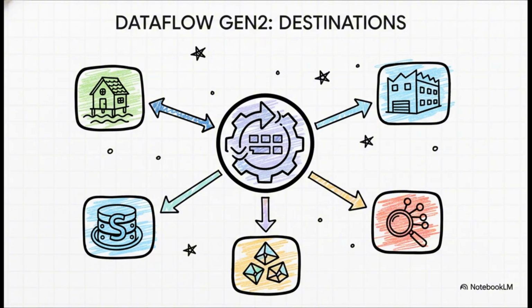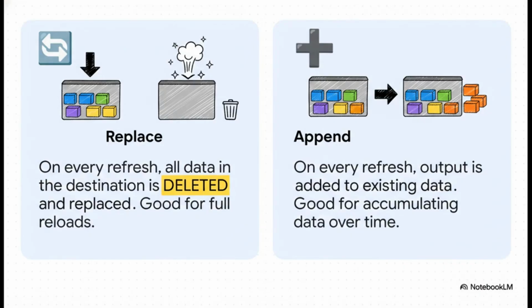It can write to all the core Fabric services like the Lakehouse and Warehouse, but it can also push data to external places like Azure SQL. This flexibility is absolutely key for enterprise integration. And when you're loading that data, you have a classic architectural decision to make. Do you replace or append?